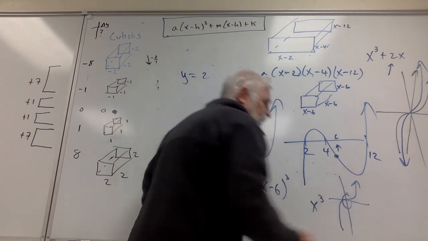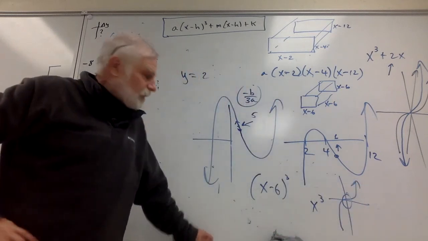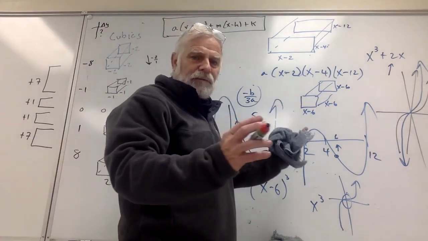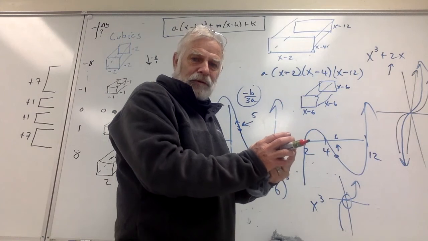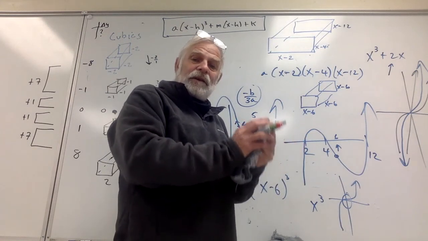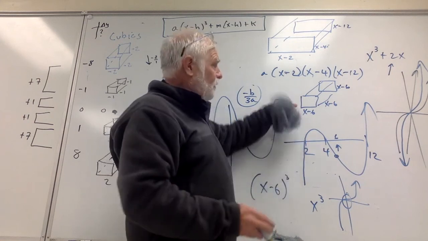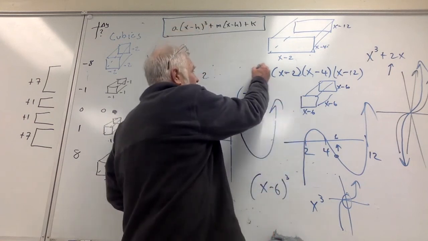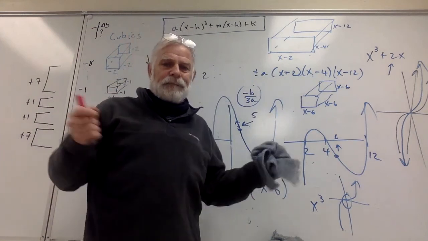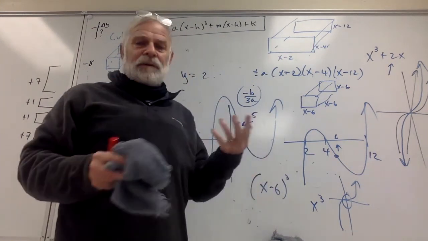The minimum rate of change is 0. The closer you get to 6 in this drawing, the more the volume collapses in terms of magnitude. And that's where the rate of change is either a maximum or a minimum, depending upon whether you're talking about an A term that's positive or negative. That's what's going on.